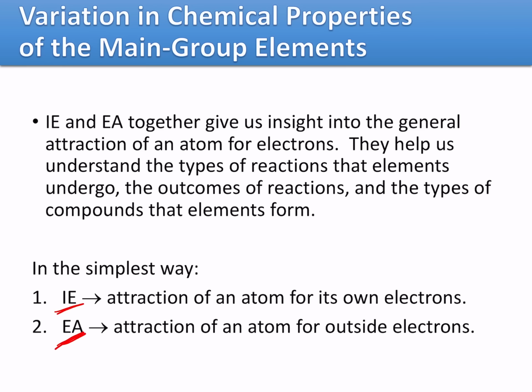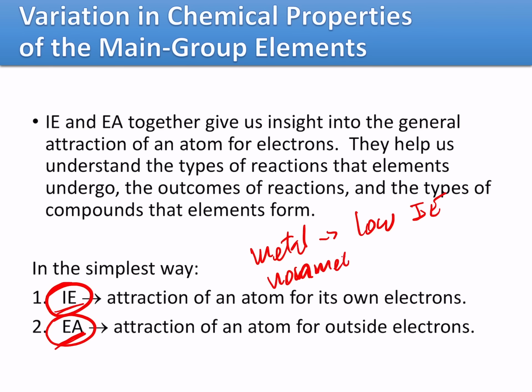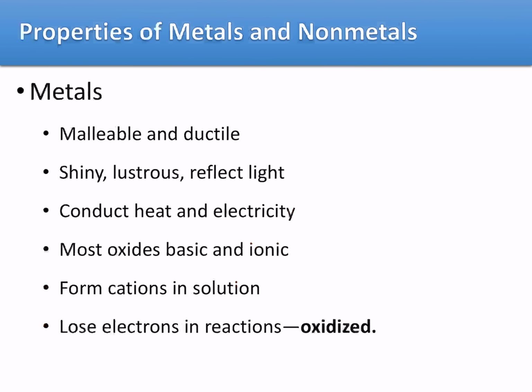So if you have a higher negative electron affinity, then it means you will have higher ionization energies, because you don't want to lose your own electrons, but you want to gain electrons from other sources. Okay, the metals have low ionization energies, and non-metals have high ionization energies. Metals want to lose electrons; non-metals don't want to lose electrons, they want to gain electrons. And that has an impact on the properties of metals and non-metals.